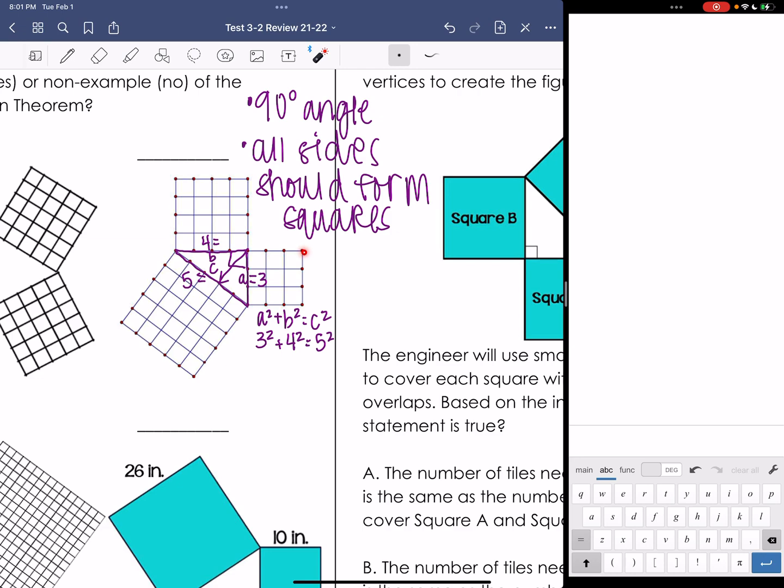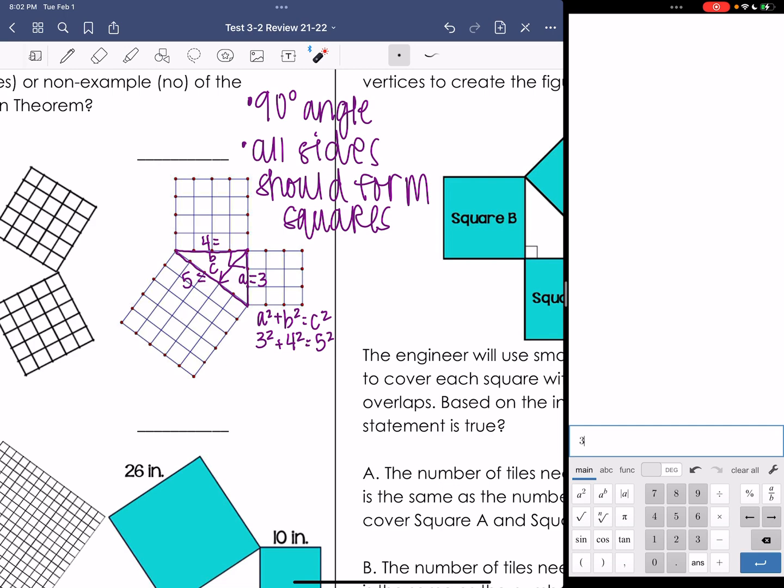Now I need to check, do all of my sides form squares? So looking at A, I have 3 squared. So I need to check, does this create a 3 by 3 square? I see that all sides have 3 units. So this does form a 3 by 3 square. Now I want to find the area of this. So to find the area, I'm going to put 3 squared in my calculator. 3 squared gives me 9. So this A squared, the area of A, is going to be 9 units squared.